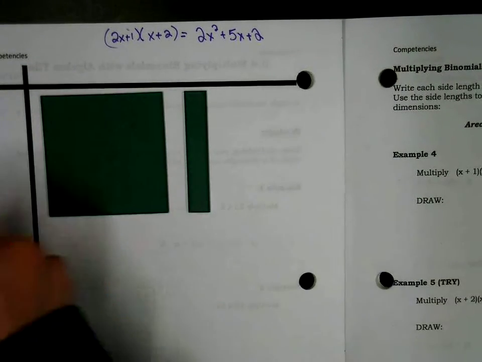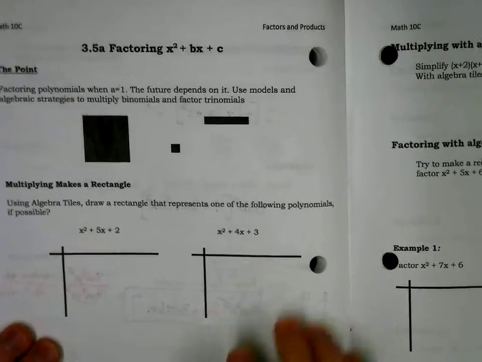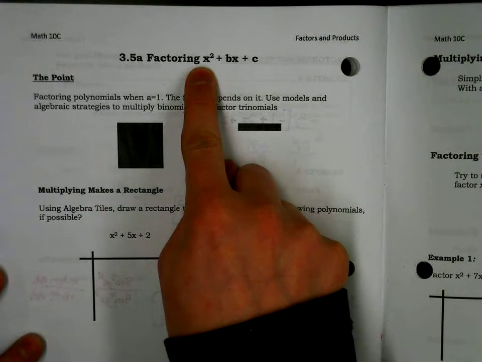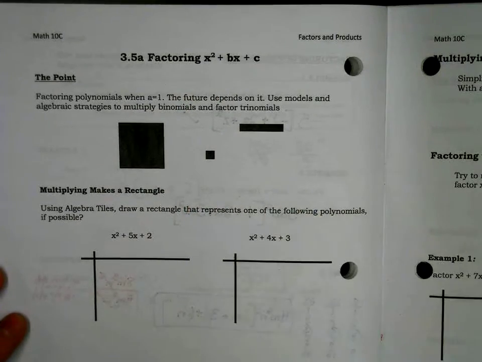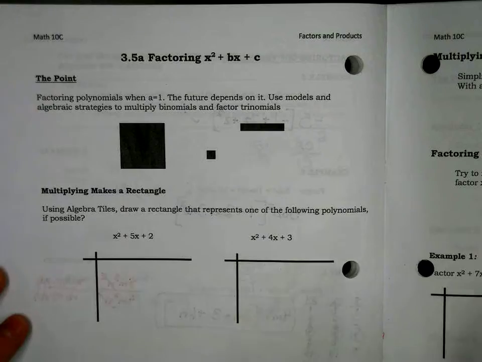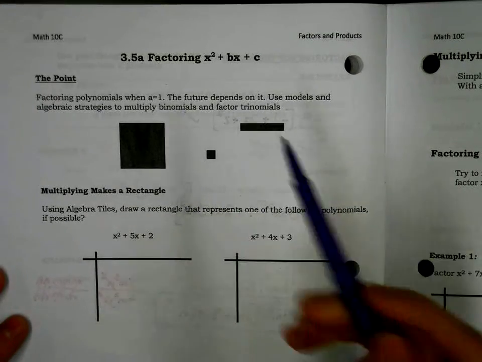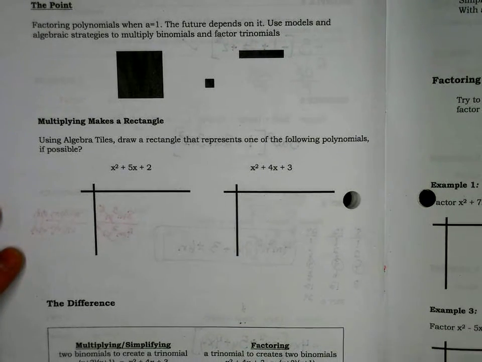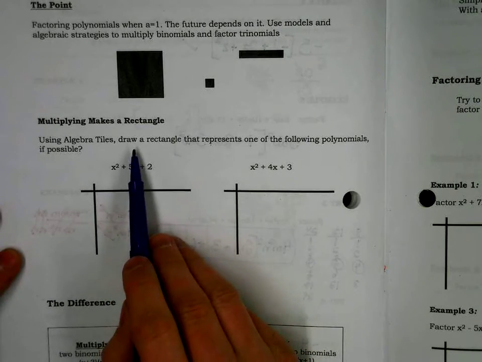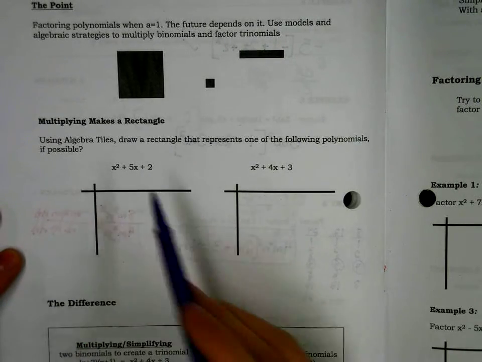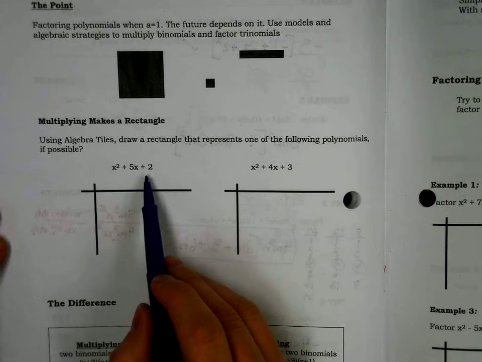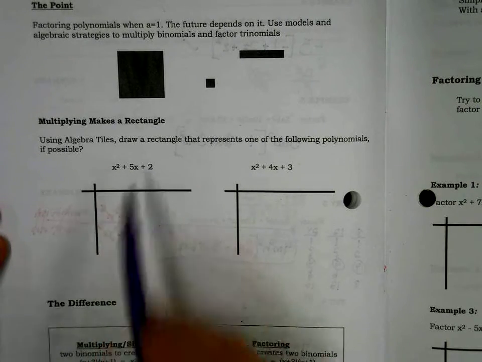Our goal is factoring x squared plus bx plus c, where there is no number in front of the x squared other than 1, with algebra tiles. It is quite an important concept to learn how to factor. The future of your math depends on it, and we are going to be using algebra tiles. So today you do need a set of algebra tiles, and using them, your task is to draw rectangles that represent polynomials. These are all 3 terms, trinomials. So we're tasked to make this appear as a rectangle.